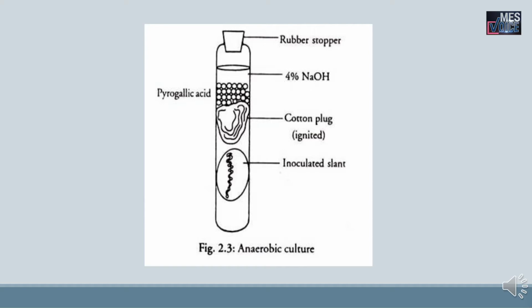So, here you can see the inoculated slant upon which the culture is streaked, and upon the culture you can see the ignited cotton plug, upon which a layer of pyrogallic acid crystals is seen, and upon which we have added 2 ml of 4% NaOH, and then the tube is immediately tightly sealed with a rubber stopper, and these tubes are incubated in an inverted position.